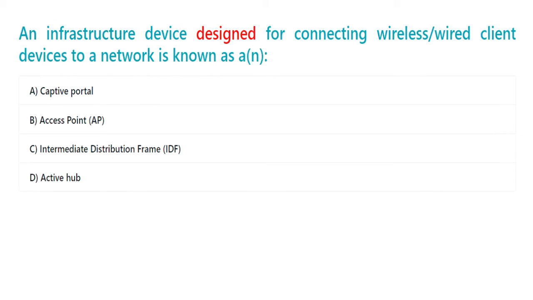An infrastructure device designed for connecting wireless/wired client devices to a network is known as A. Captive portal. B. Access point, AP. C. Intermediate distribution frame, IDF. D. Active hub.